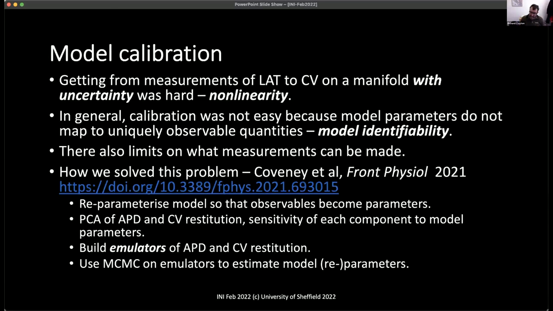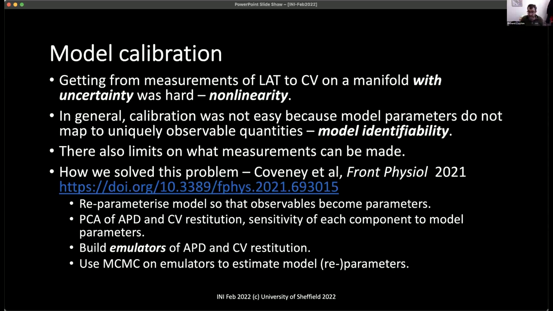We then started to work on calibration. And what I've done on this slide is actually to summarize about 3 years' work in a small number of bullet points. I don't have time to go through all of the details, but we had a real problem with model identifiability because our model parameters do not map to uniquely observable quantities. So there's a link on this slide to a paper which describes how we've approached a solution to this problem.